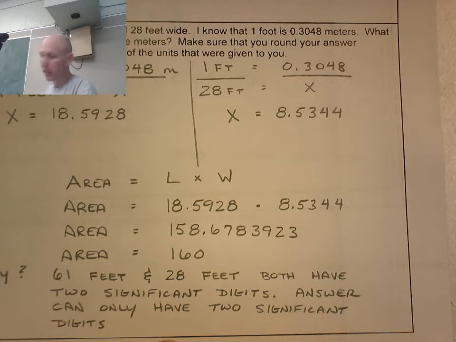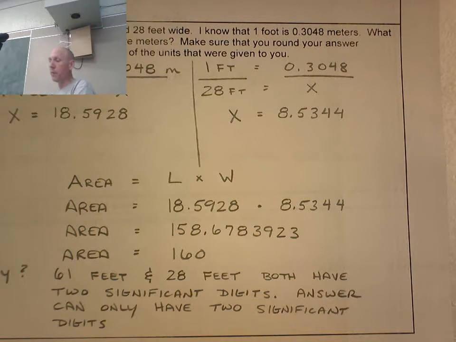This is just me adding it for fun. 61 feet and 28 feet both have 2 significant digits. Answers can only have 2 significant digits.